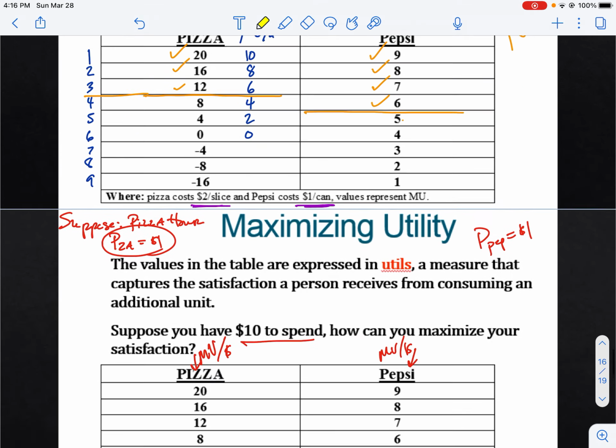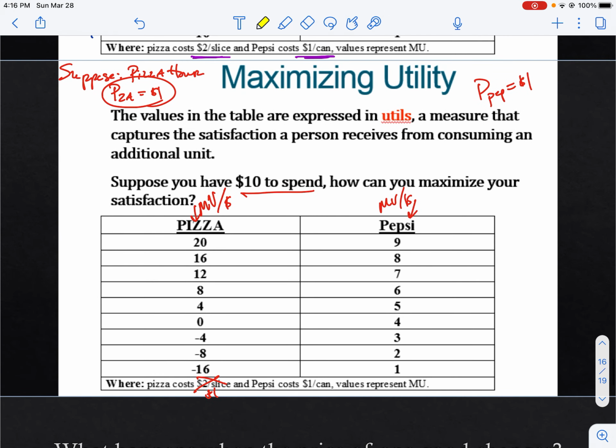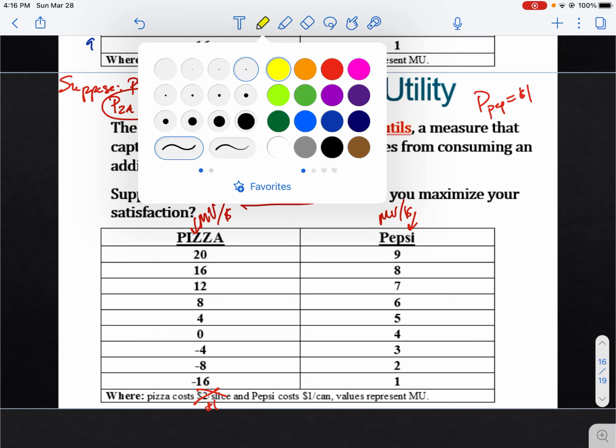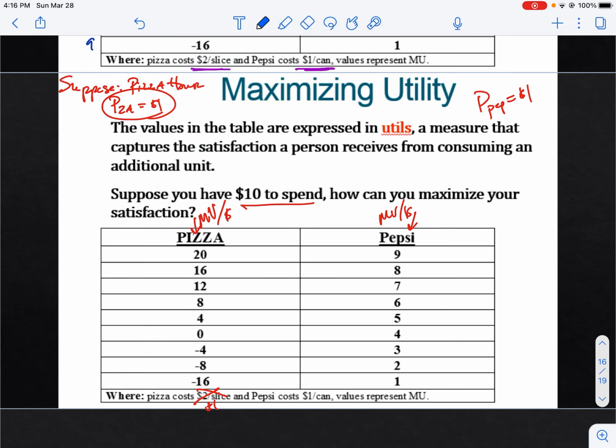And I said, all right, what if there's a price change? What if the price of pizza went down to $1? I said we would work from these same two columns, because now if pizza is $1, then the marginal utility from a slice of pizza divided by 1 gives you the same thing. So let me get a different color going here. We still have $10 to spend, that part's the same, only now we changed the price. Pizza costs $1 per slice instead of $2. So think of this as the pizza happy hour.